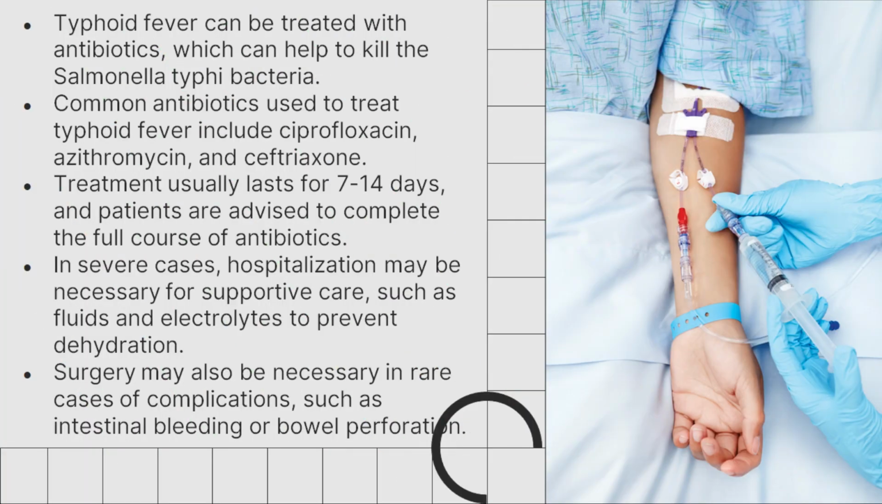Treatment of typhoid fever. Typhoid fever can be treated with antibiotics, which can help to kill the Salmonella Typhi bacteria. Common antibiotics used to treat typhoid fever include ciprofloxacin, azithromycin, and ceftriaxone. Treatment usually lasts for 7 to 14 days, and patients are advised to complete the full course of antibiotics. In severe cases, hospitalization may be necessary for supportive care, such as fluids and electrolytes to prevent dehydration. Surgery may also be necessary in rare cases of complications, such as intestinal bleeding or bowel perforation.